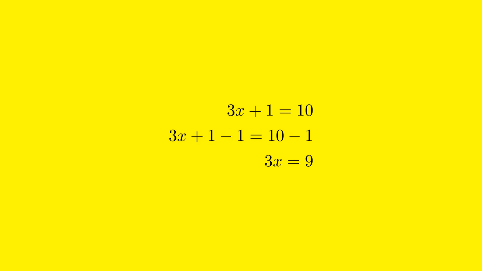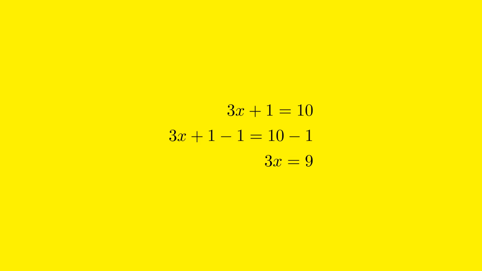To remove it, we need to perform the opposite operation. The opposite of adding 1 is subtracting 1. So, we will subtract 1 from both sides of the equation to maintain the balance on both sides. Subtracting 1 from both sides, we rewrite the equation as 3x plus 1 minus 1 equals 10 minus 1.